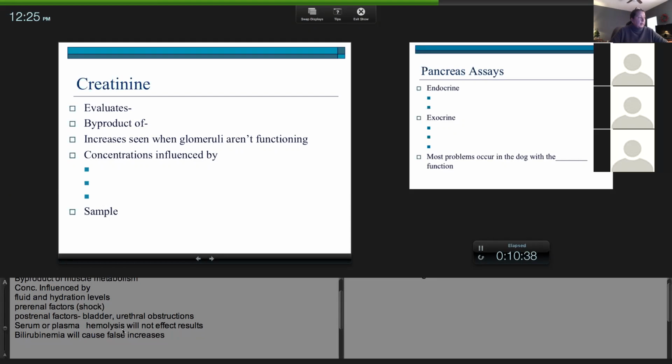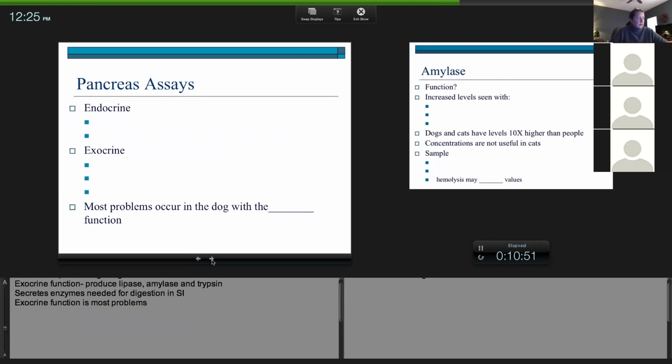Now, bilirubinemia, if that is elevated, it can cause an increase here, but you would have to evaluate that with your sample.